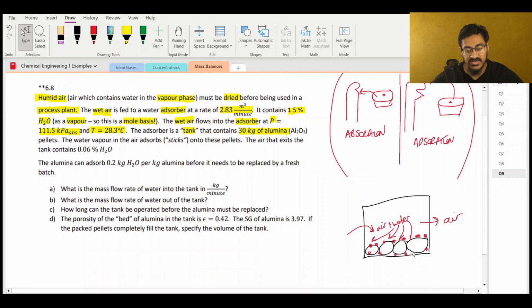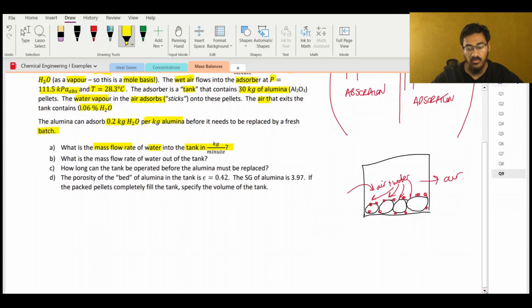And in here, we've got 30 kilograms of these alumina balls. All right. The water vapor in the air adsorbs, okay, it sticks onto these pellets, and the air that exits contains very little water, 0.06%. The alumina can adsorb 0.2 kgs of water for every 1 kg of alumina. 1 kg of alumina, 200 grams of water, before it needs to be replaced by a fresh batch. So question A says to me, what is the mass flow rate of water into the tank?